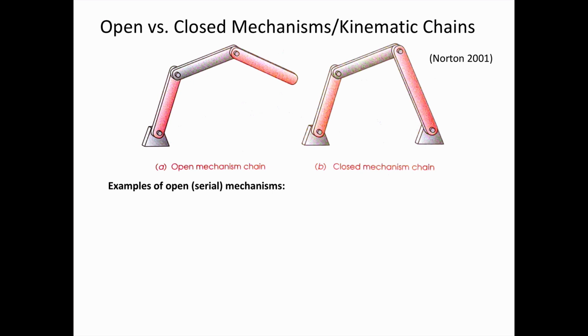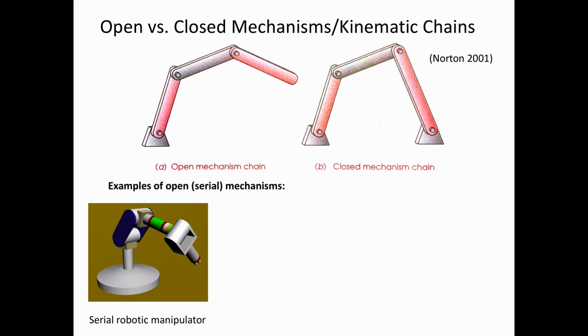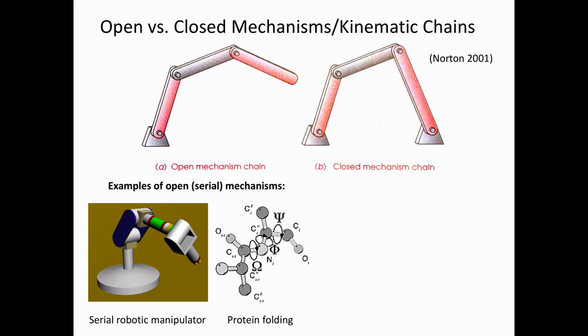Here are a few examples of open or serial mechanisms. One is a serial robotic manipulator, and another is protein folding. So at the molecular level, different parts of the molecule are allowed to rotate relative to each other, but the angles are constrained. And proteins can fold up by using these rotations. This is a serial mechanism as well.